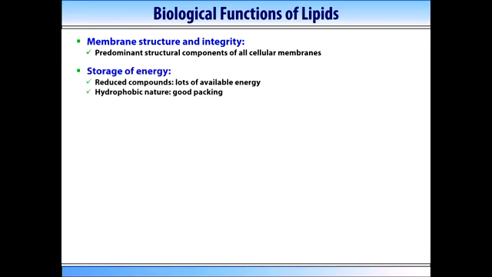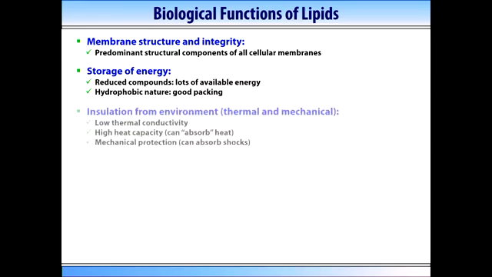Another very important function is the storage of energy. These are reduced compounds, and as a result, they have lots of available energy. What does reduced mean? They have fewer oxygens compared, for example, to sugars, right? Sugars are more oxidized compounds, so they have less energy than lipids. And because of their hydrophobic nature, there is no need to use water for packing, so you can just store them in one place inside the animal, for example, and you won't need much water for that.